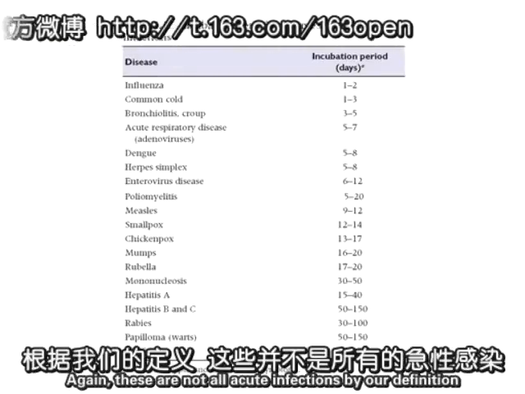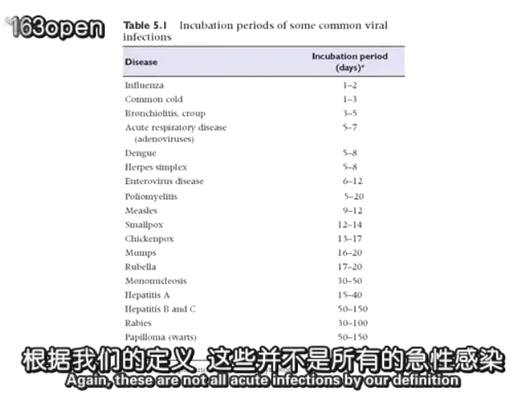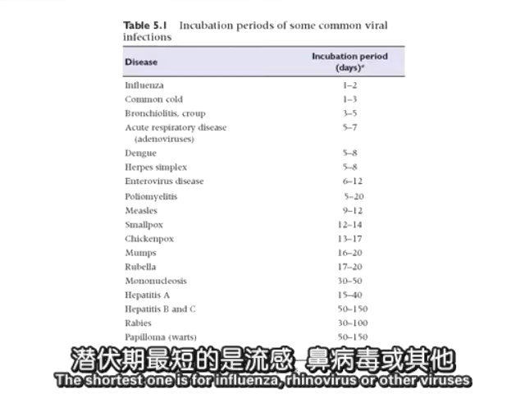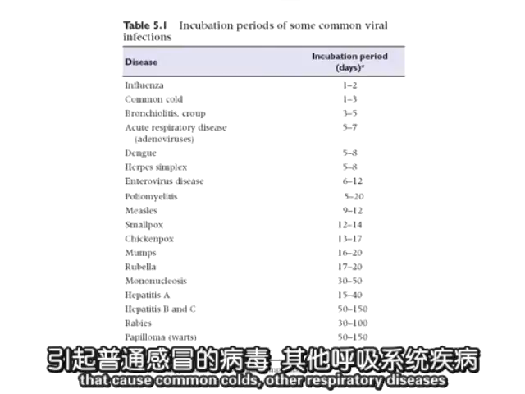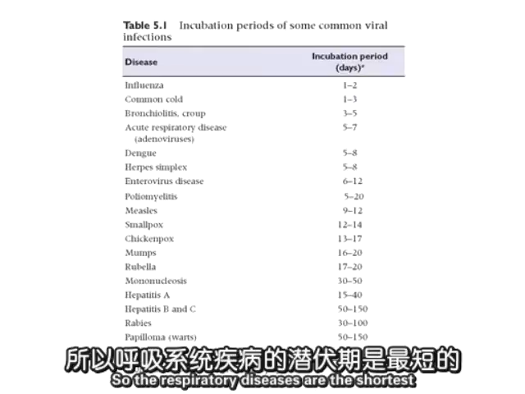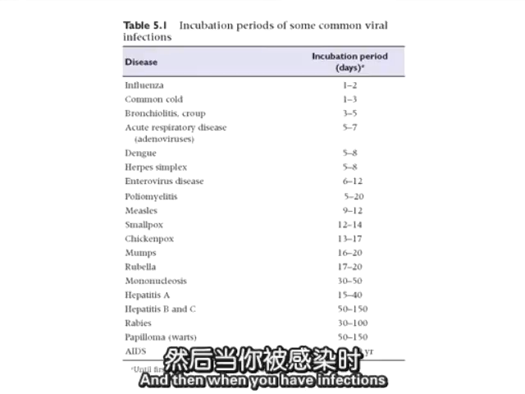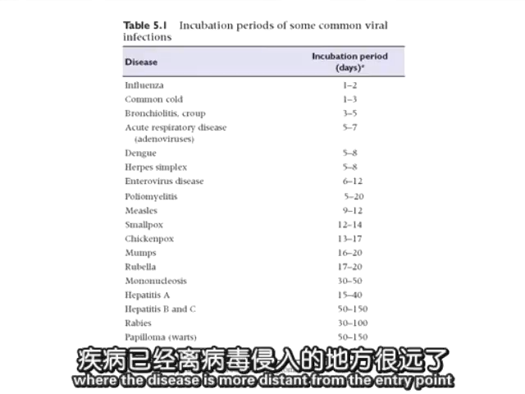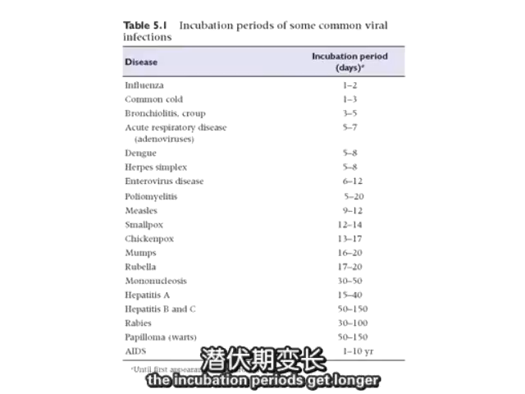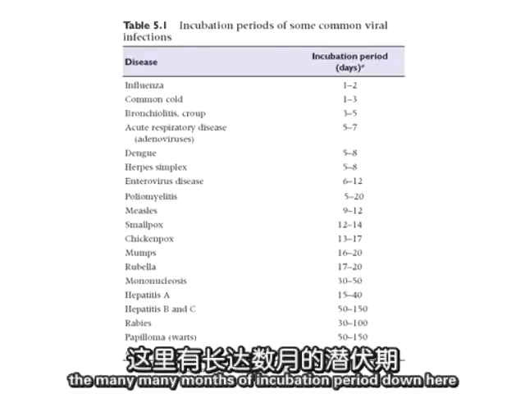Again, these are not all acute infections by our definition. The shortest ones are for influenza, rhinovirus, or other viruses that cause common colds, other respiratory diseases. So the respiratory diseases are the shortest because the virus enters where it's going to cause the disease. Then when you have infections where the disease is more distant from the entry point, the incubation periods get longer. Now we start to move into the many, many months of incubation period down here.